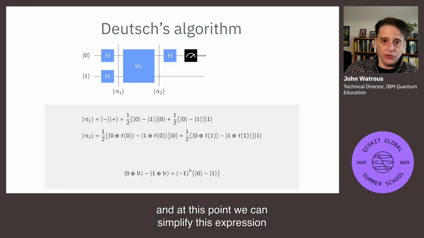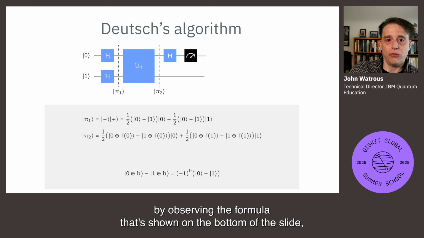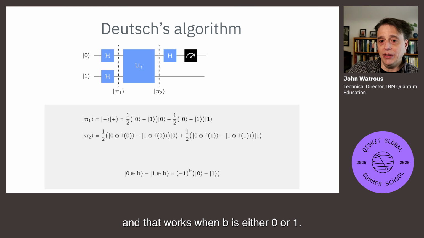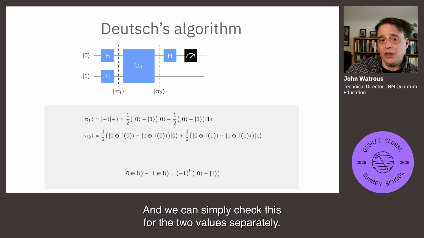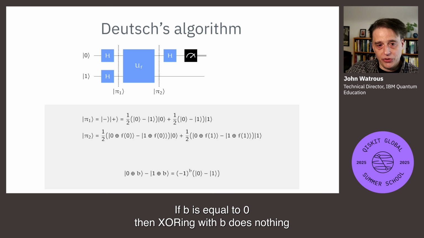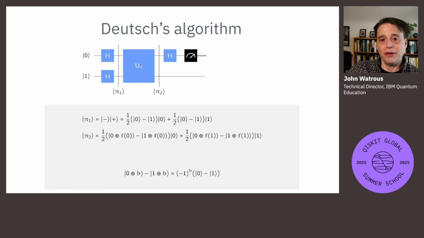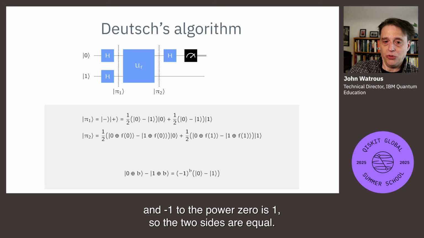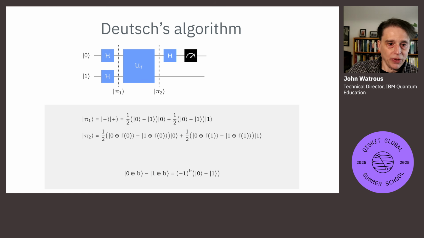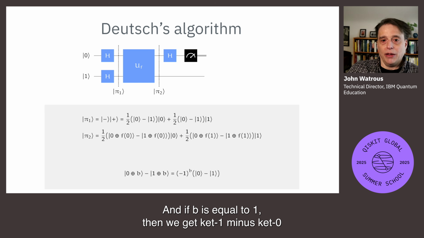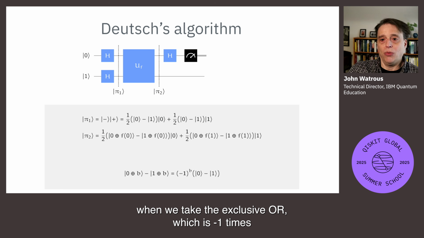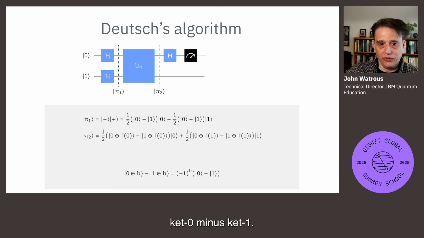And at this point, we can simplify this expression by observing the formula that's shown on the bottom of the slide, and that works when b is either 0 or 1, and we can simply check this for the two values separately. If b is equal to 0, then XORing with b does nothing, and negative 1 to the power 0 is 1, so the two sides are equal. And if b is equal to 1, then we get ket 1 minus ket 0 when we take the exclusive OR, which is negative 1 times ket 0 minus ket 1.